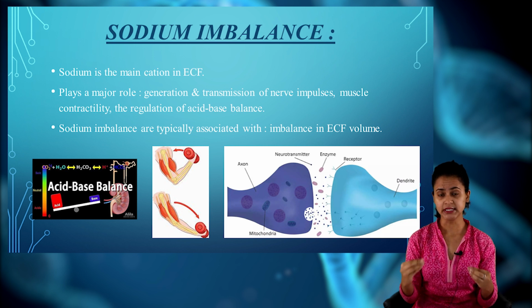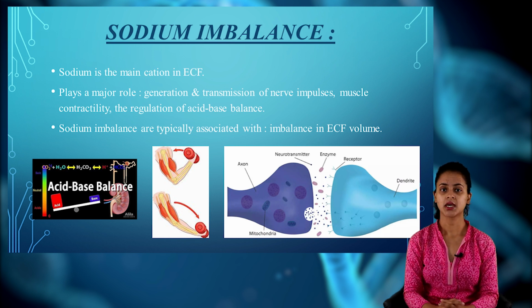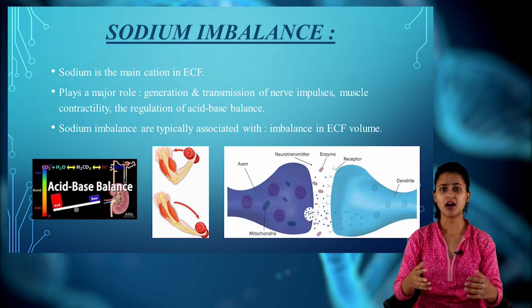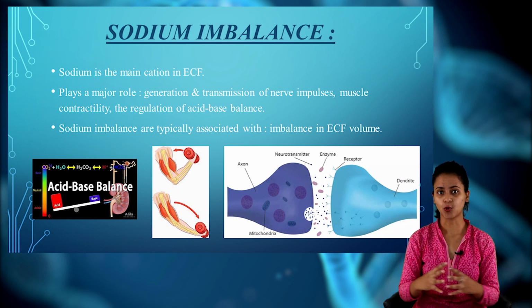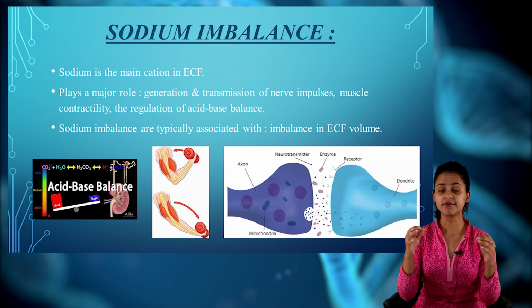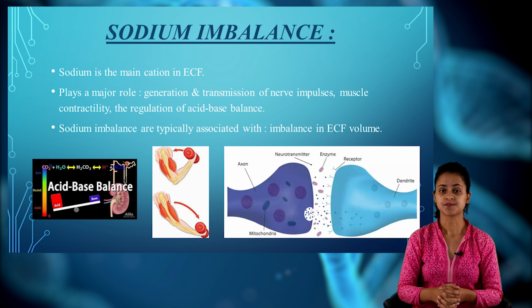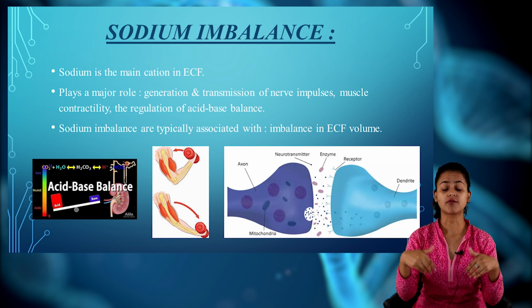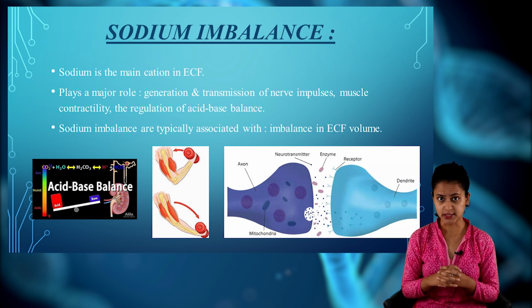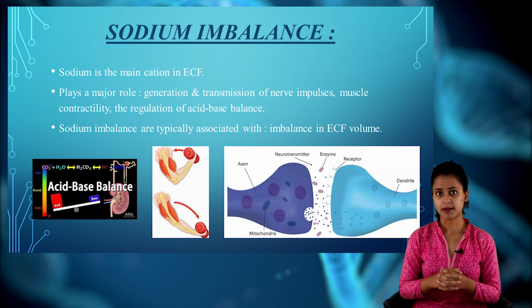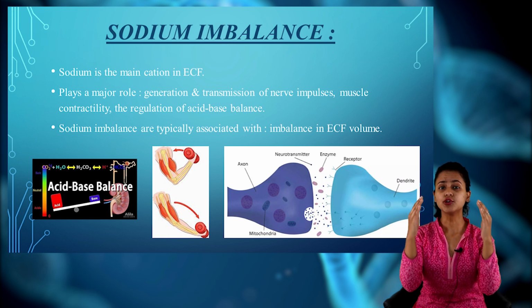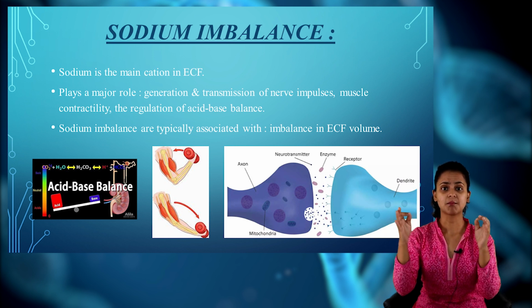So we can say sodium is predominantly present in the extracellular fluid as a cation. This particular cation has various important roles in the maintenance of homeostasis in the body. The primary role of sodium is in the generation and transmission of nerve impulses. The next activity of the sodium ion is that it has a huge role in the maintenance of acid-base balance.